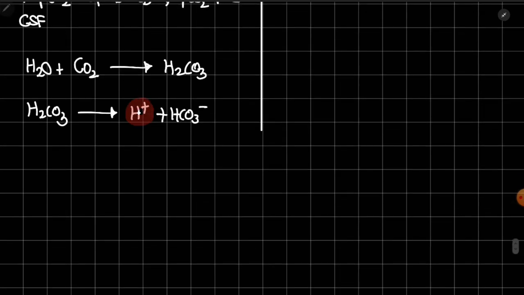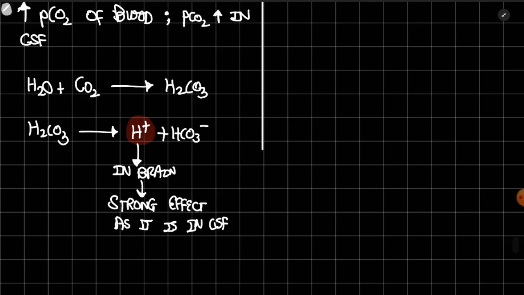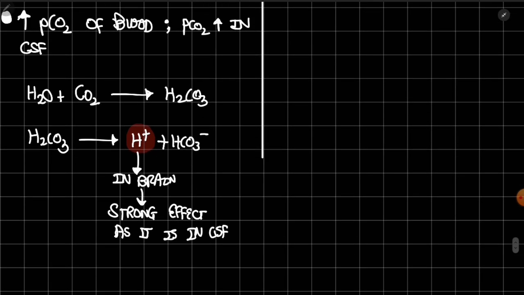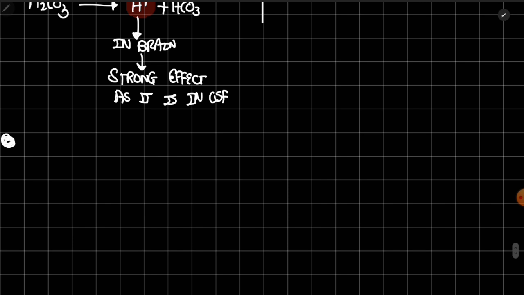Now this H plus, which is now present in the CSF, need not cross the blood brain barrier, and therefore it is in the brain, and then it has a strong effect as it is in the CSF. In the second condition, where H plus is directly in the brain, it will have a stronger effect. And we have said a major direct effect is of CO2.